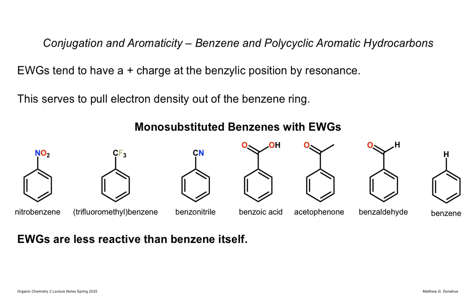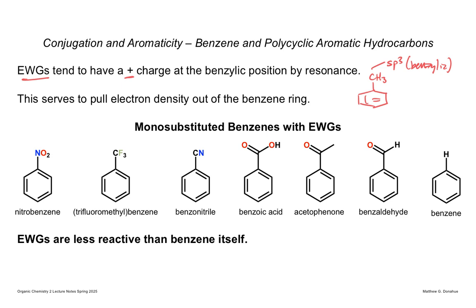So electron withdrawing groups, or EWGs, will tend to have a positive charge at the benzylic position. To recap, when I say benzylic, for example in toluene, that atom, whether it's carbon, nitrogen, oxygen, or whatever, is called benzylic. So that carbon in particular is a benzylic carbon that's sp3 hybridized.